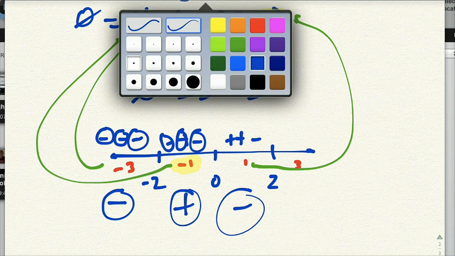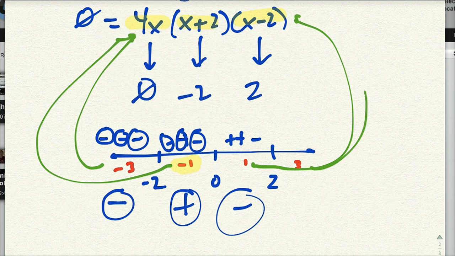And the last thing I'm going to do is test the number 3. When I test 3, again, to do this very quickly, I'm going to plug in 3 into 4x, I get positive. I plug in 3 into x plus 2, I get positive. I plug in 3 into x minus 2, I get positive. This whole interval after 2 is positive.